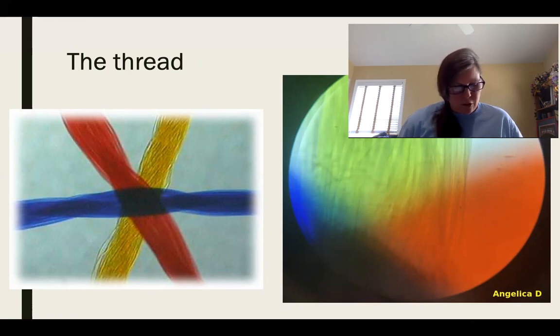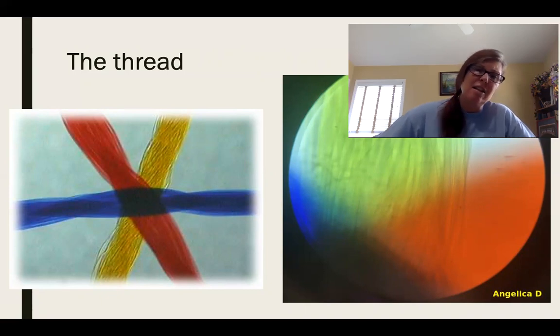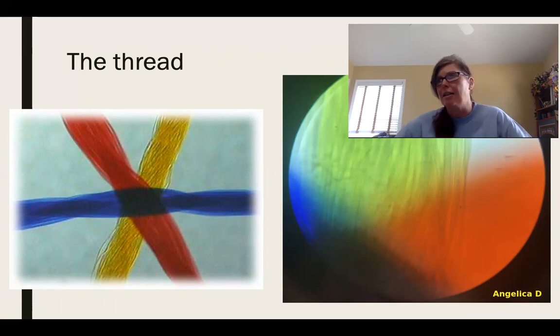Okay, so question number 1 on page 19 asks, how many threads can be focused at once using the scanning objective? Now I can see all 3 of these, the red, the yellow, and the blue, are all nice and focused. Can I tell which one's on top? I think so. It looks like the blue one is on top. So if I had to put money on it, I'd say the blue one's on top and the yellow one's on the bottom.